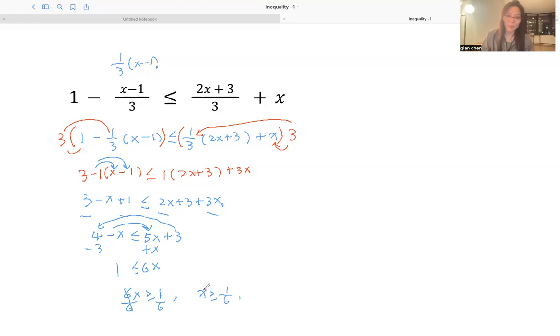Sometimes this is called set notation. Sometimes we want to use interval notation to represent it. We would start with a bracket, then 1/6 up to infinity. So this we call interval notation, and this one we call set notation. Either one works. So the solution is not just one; there are infinitely many solutions, as long as x is greater than or equal to 1/6.